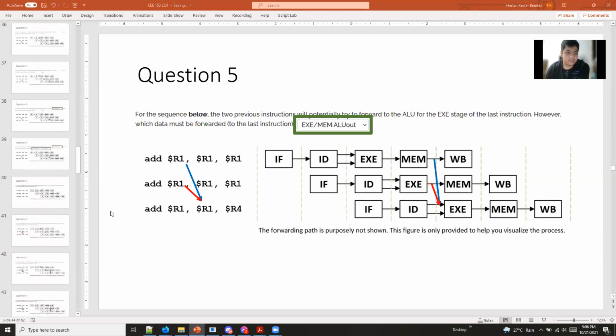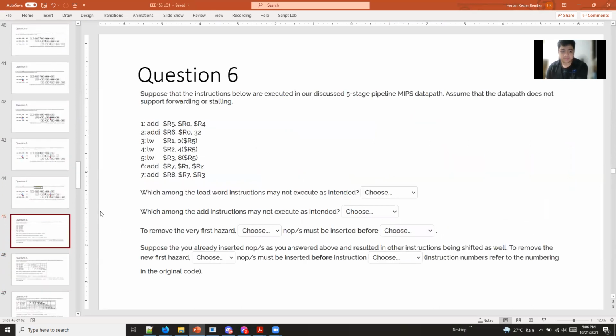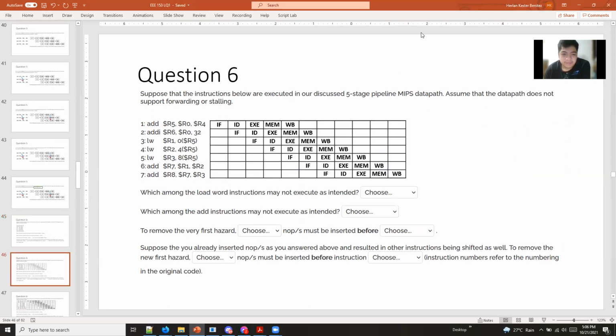Then in the next question, suppose the instructions below are executed in the 5-stage pipeline shown previously, and assuming the data path does not support forwarding or stalling. The first question: which among the load word instructions may not execute as intended, or in other words, which of these has a hazard? A good approach to this is to write out their pipelines.